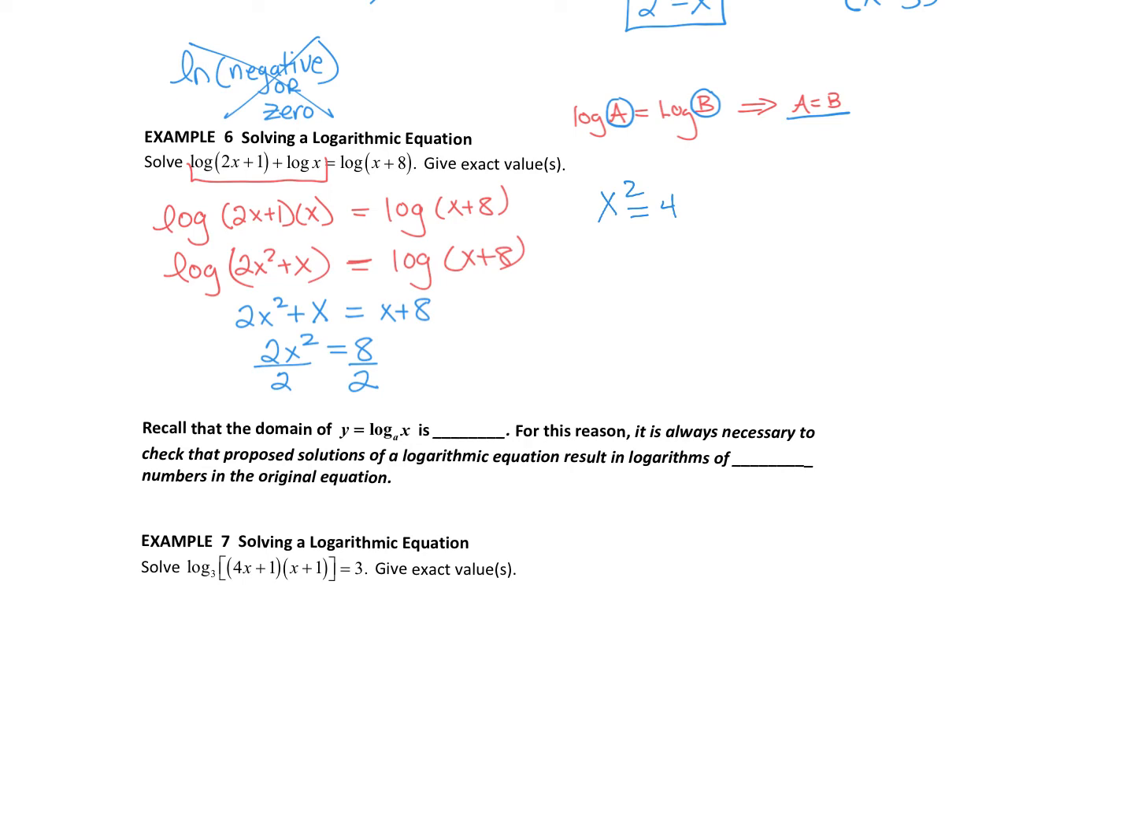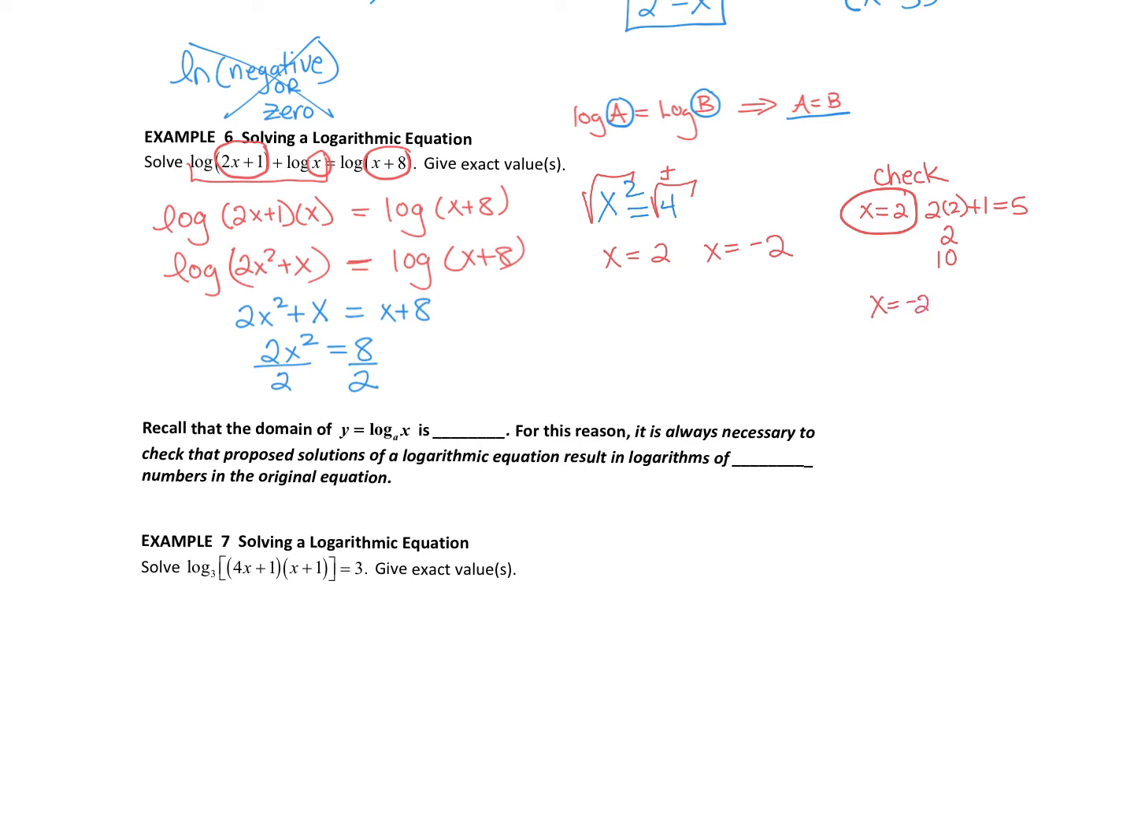In this case, when I take the square root of each side, we're going to take positive and negative, we get x equals 2 and x equals negative 2. I do need to check these answers. And again, what we're checking for is that these arguments here, 2x plus 1, x, and x plus 8, will be positive. So when I do x equals 2, I'll get 2 times 2 plus 1, that's 5, that works. I'll just get 2 for the second log, and I'll get 10 for the third. So x equals 2 is a good solution.